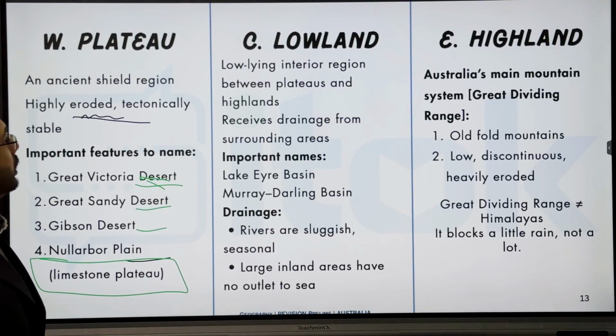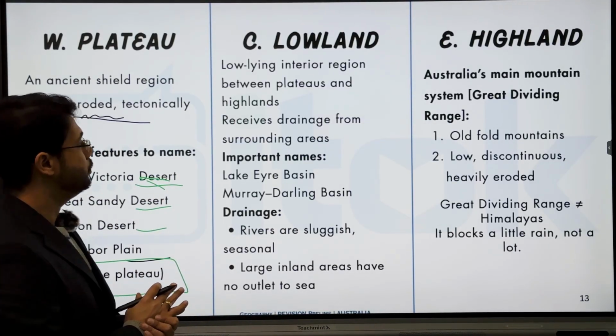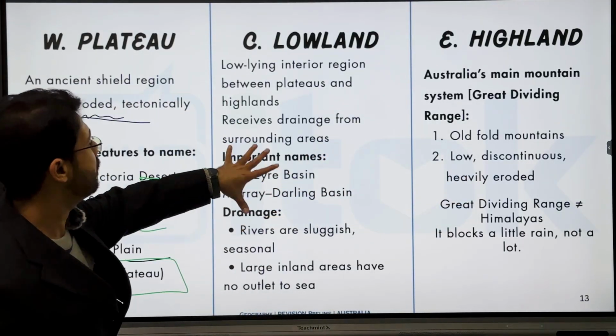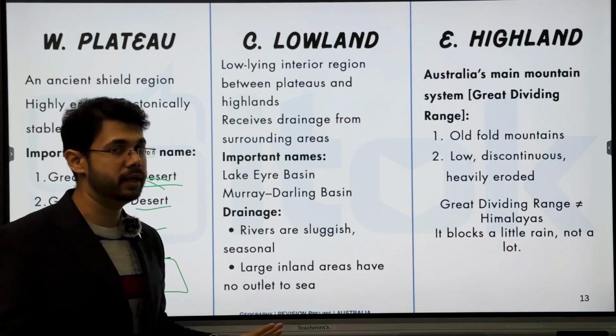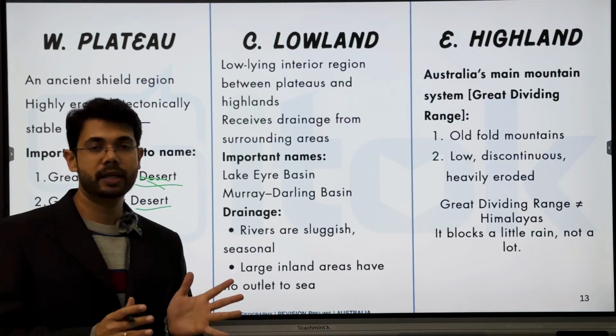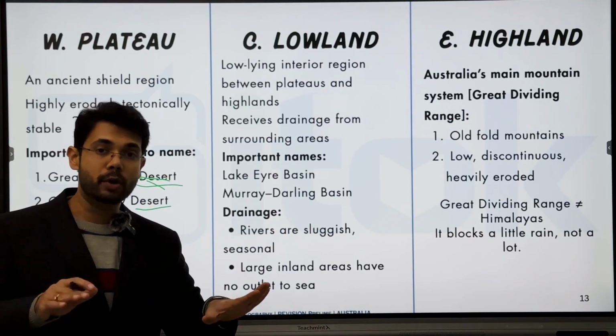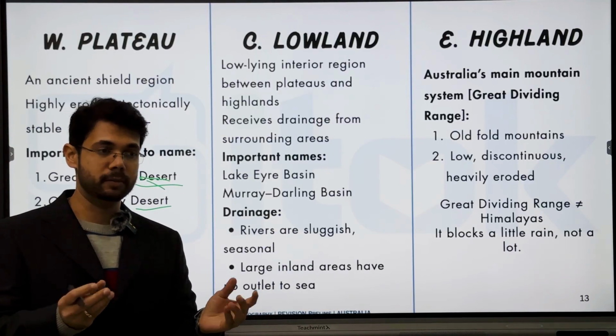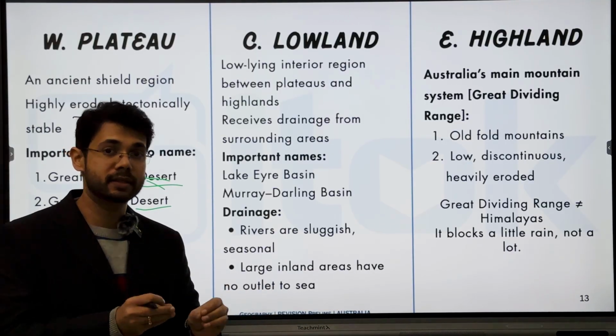Central lowland. Now, this is another low-lying interior region. There are plateaus on the west, highlands in the east. In the middle, we have a lowland. In fact, this is such a lowland that Lake Eyre over here is considered to be even below sea level. So many of the drainage systems, many of the rivers drain here instead of going to the ocean.